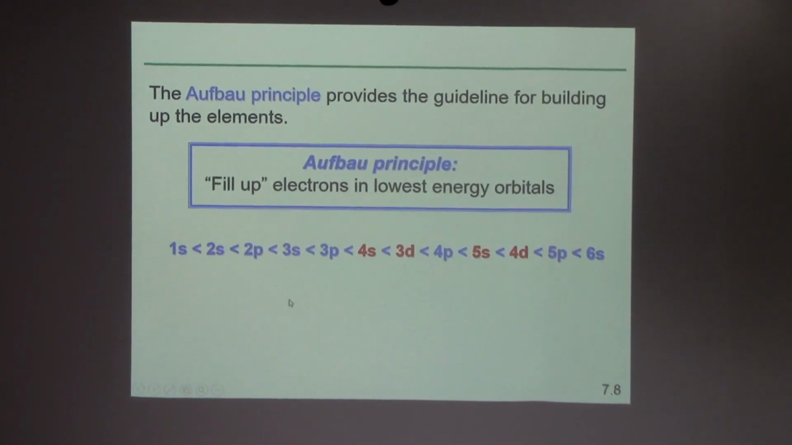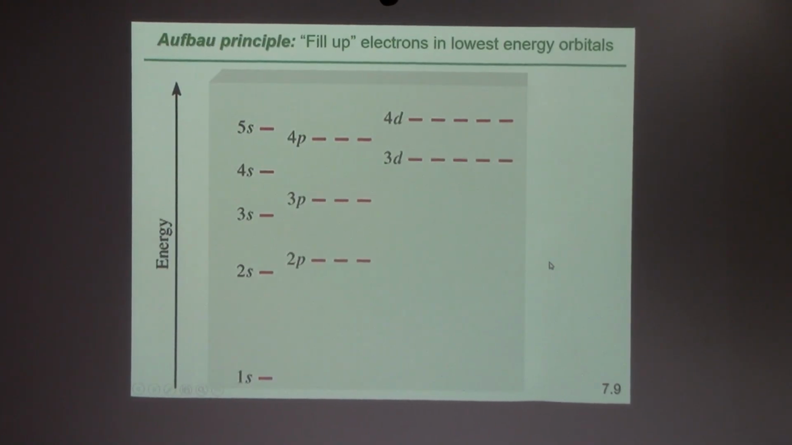Okay? And then there is something you need to take note of. Once you fill up 1s, you fill up 2s, and then 2p, 3s, 3p, then it's 4s before you fill up 3d. Then once you fill up 3d, you go to 4p. Once you fill up 4p, you go to 5s. After 5s, it's 4d. Then it's 5p, and so on. So filling up electrons in lowest energy orbitals is what the Aufbau principle is.